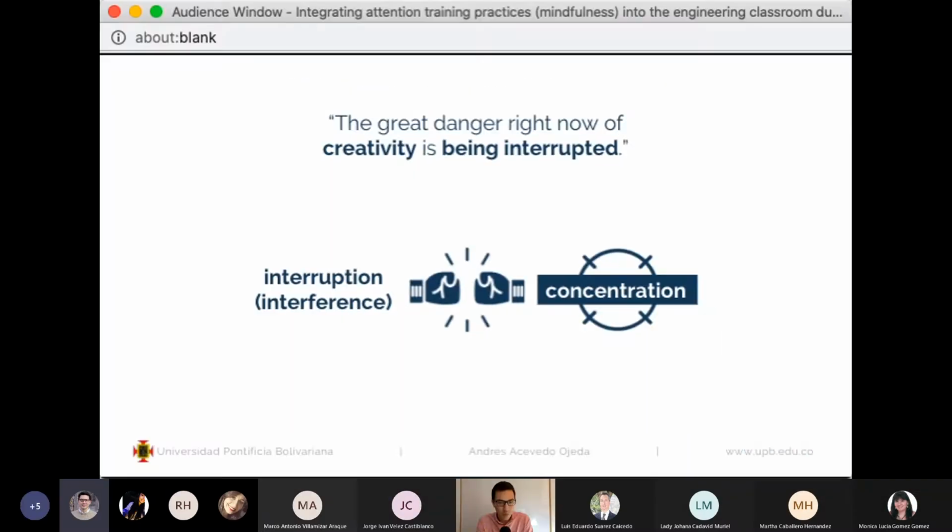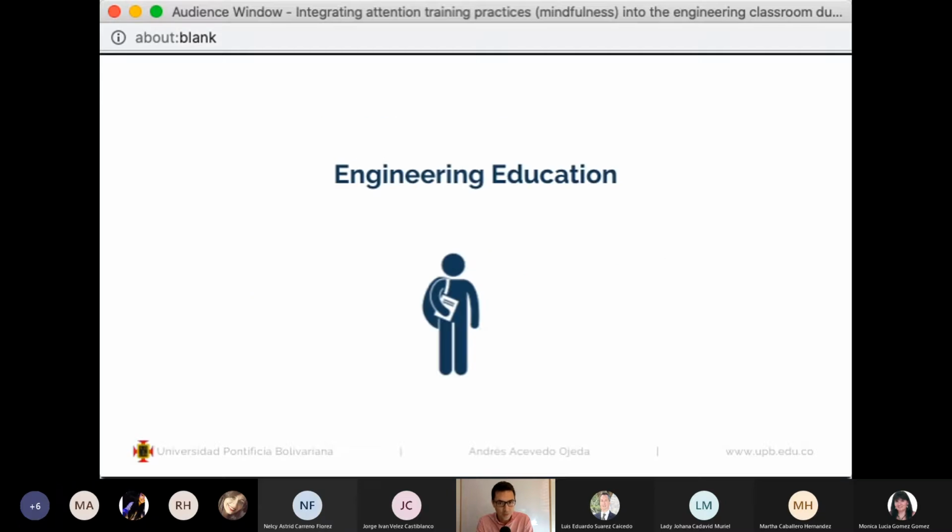Interruption, or what we can call interference, is by definition the greatest enemy of concentration. It is also the great danger of creativity nowadays. Understanding this is especially important in the context of engineering education.